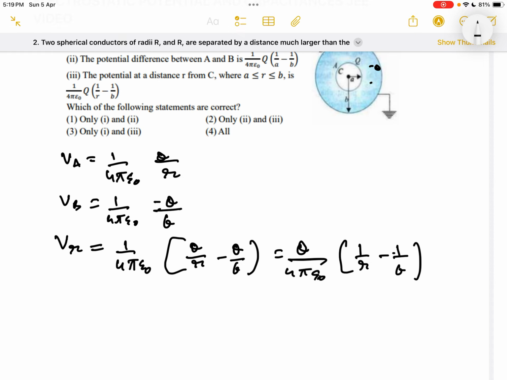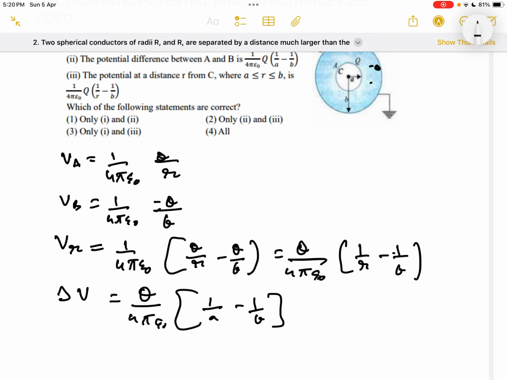Let's look at the second statement. The second statement says that the potential difference between A and B is 1 by 4 pi epsilon naught q into 1 by a minus 1 by b. Let us reason this out. We have delta V equal to, anyway, we know the potential at A and potential at B. We are talking about the potential at the surface of A and B. So then r would become equal to a. Then, manipulating this previous equation, q by 4 pi epsilon naught, 1 by a minus 1 by b, you will have, which is actually correct.